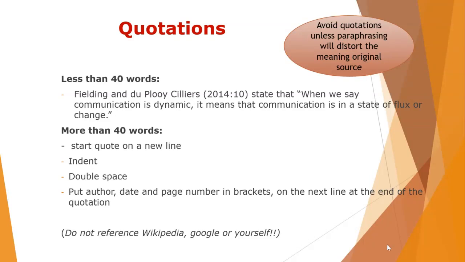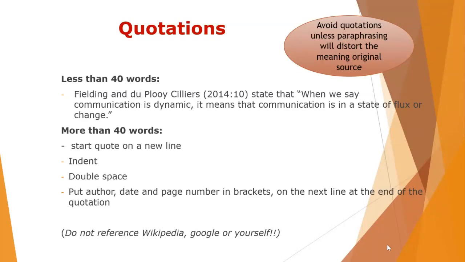You start the quotation on a new line, you indent both margins, the quotation must be double spaced, and then after you type out the whole more than 40 words quotation, you go to the next line, go back to the original margin, and put the author, date, and page number in brackets on the next line at the end of the quotation. So you start the quote on your new line, indent both margins, double space the quotation, and then go to the next line, back to the original margin, put the author, date, and page number in brackets.